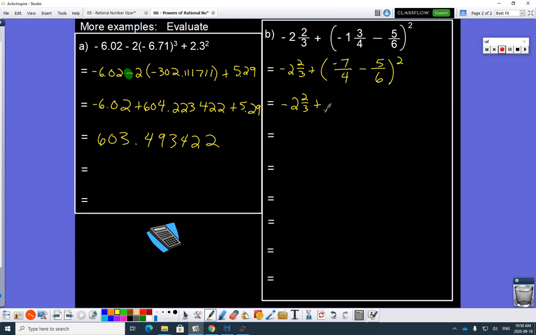I'm going to go to 12s here. Negative 21 over 12. And this is 10 over 12. So, negative 2 2/3. Negative 21, subtract 10, I get negative 31 over 12.